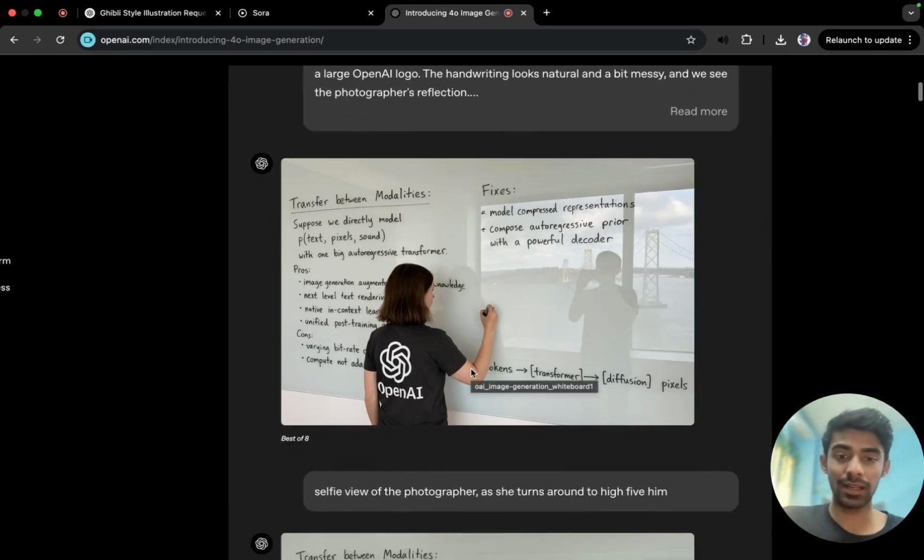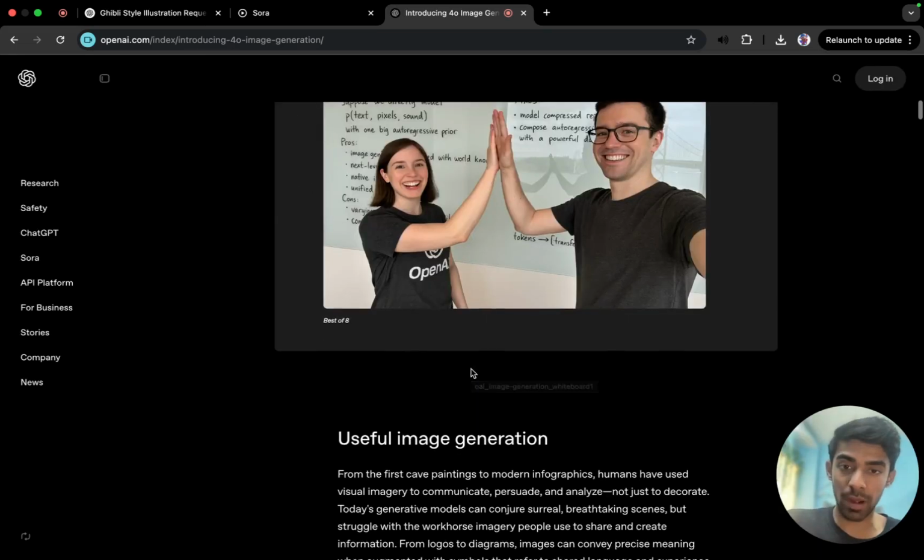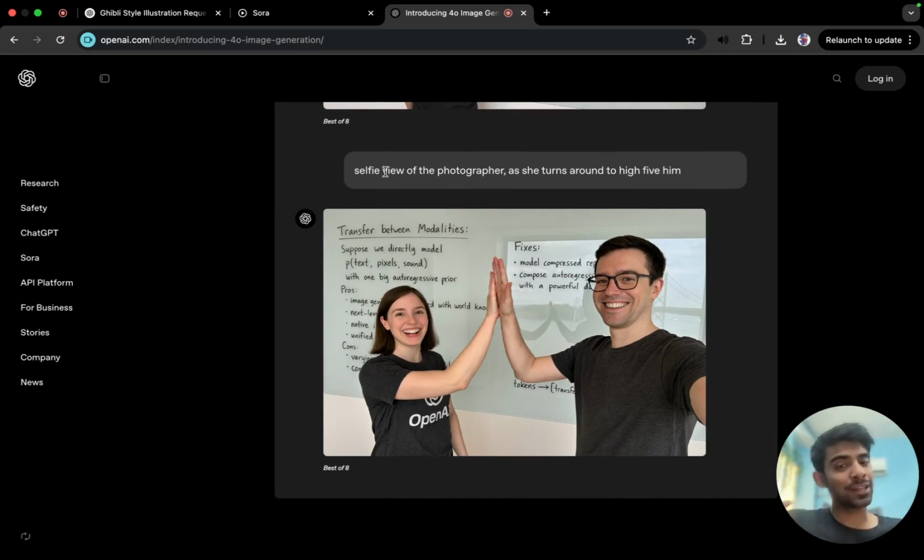It's awesome, right? Now coming to the next part, it is keeping the context of the previous image and of the person who was writing, with the prompt being a selfie view of the photographer as she turns around to give a high five. So this is amazing, literally amazing, right?